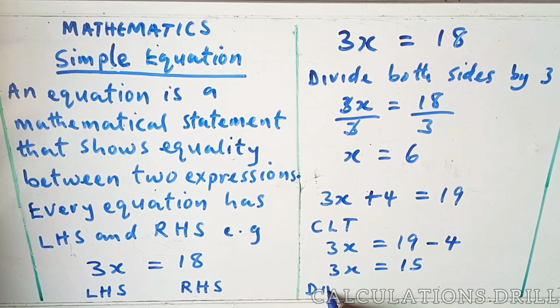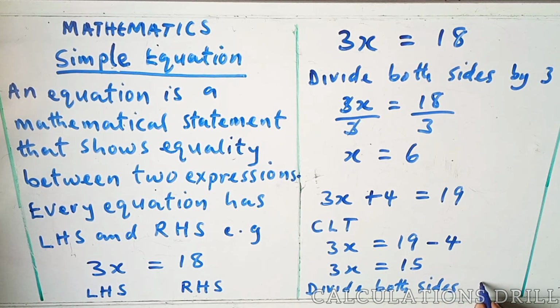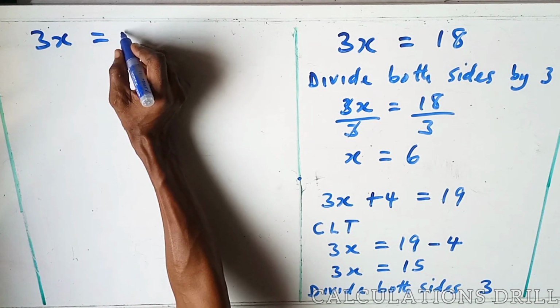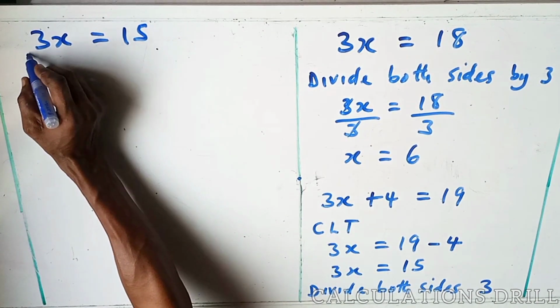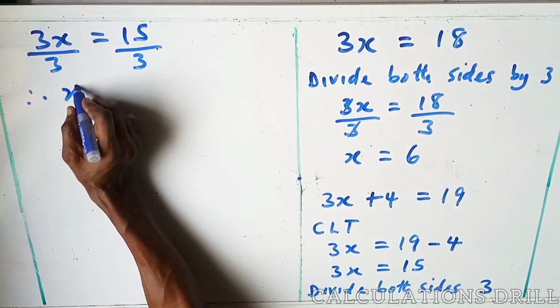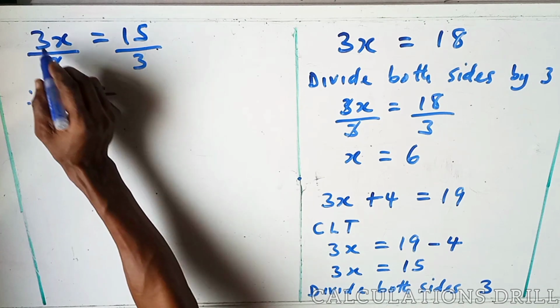Divide both sides by 3 so that x can be alone. And when you do that, 3x over 3 equals 15 over 3. Therefore, x equals 5.